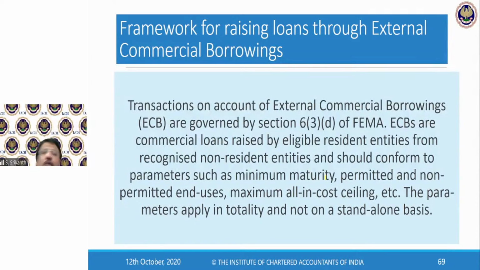Transactions on account of external commercial borrowings are governed by Section 6(3)(d), which is again a capital account transaction. ECBs are commercial loans raised by eligible resident entities from recognized non-resident entities and should conform to parameters such as minimum maturity, permitted or non-permitted end users, maximum all-in cost ceiling, etc. The parameters apply in totality and not on a standalone basis. Whatever you are borrowing, totally it has to cover, not one point, one time. So, till the life of the loan, you have to comply with the parameters.